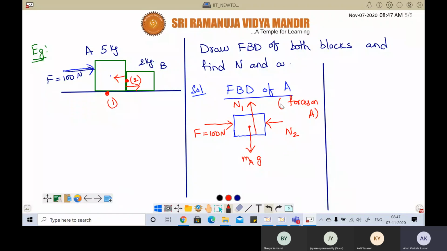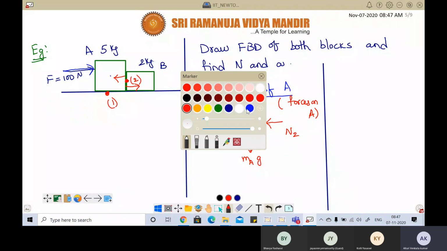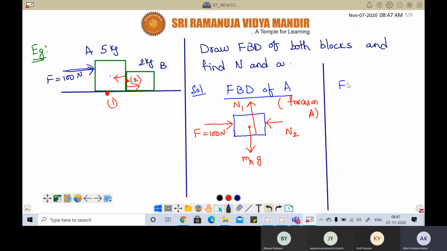Now same way, what is the free body diagram of block B? How to draw the free body diagram of block B? Now, how many forces are there? First force is the mass of B into g, mg. Now tell me how many contacts are there here also? So 2 contacts. Correct. Tell me now for the ground, what is the normal reaction? It is perpendicularly upward. Correct. Let us say that is N3.